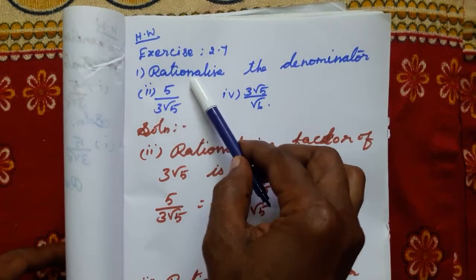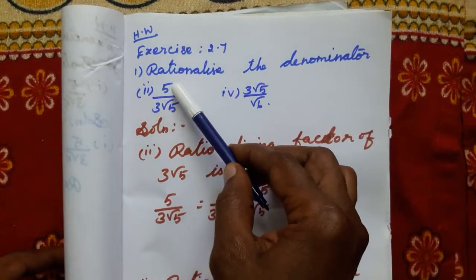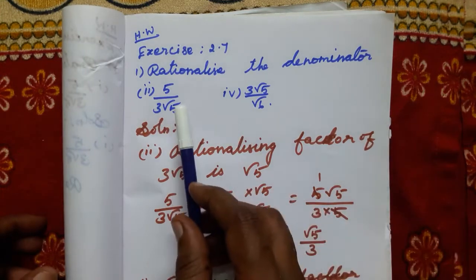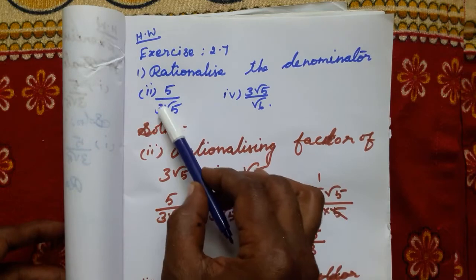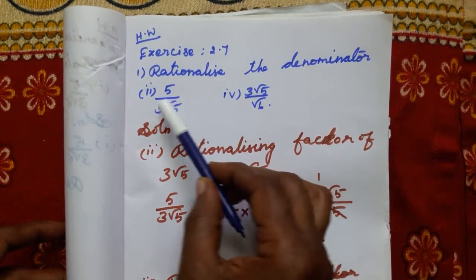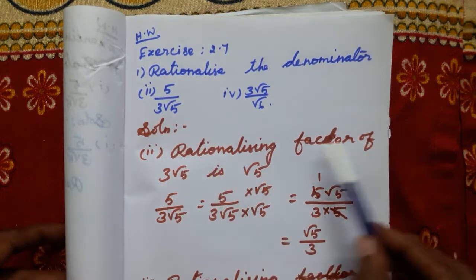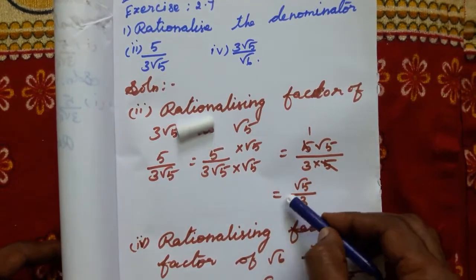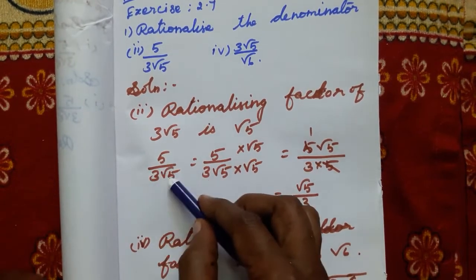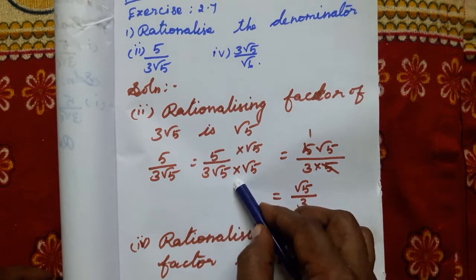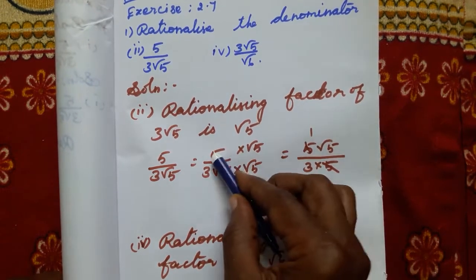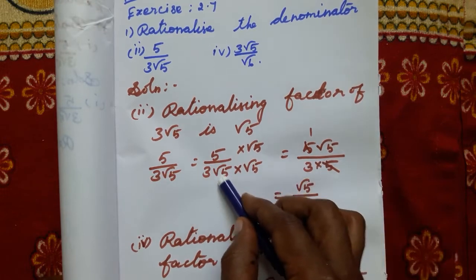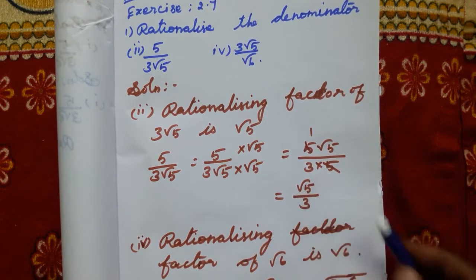Exercise 2.7, first question. Rationalize the denominator. The second part, 5 by 3 root 5. What is the rationalizing factor of 3 root 5? Root 5, not 3 root 5, only root 5. We multiply this root 5 in the numerator and denominator. So 5 by 3 root 5 is equal to 5 by 3 root 5 into root 5 by root 5. The numerator is 5 root 5. The denominator is 3 into root 5 into root 5, which is 3 into 5. So it is equal to root 5 by 3.